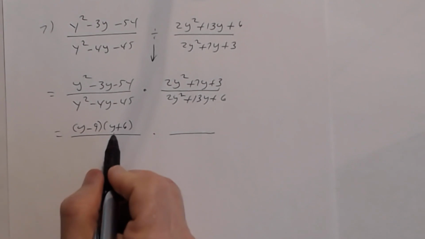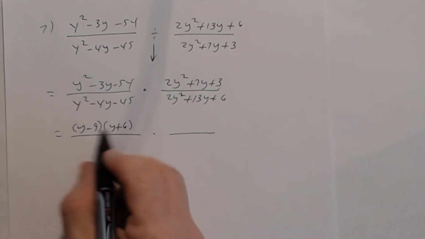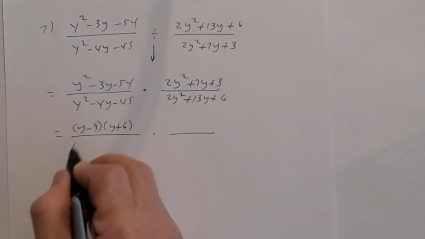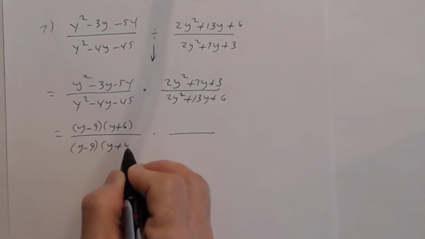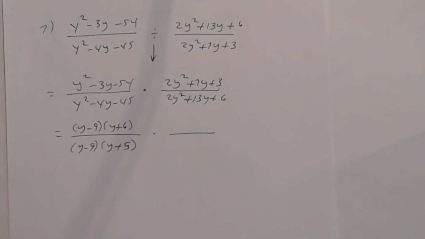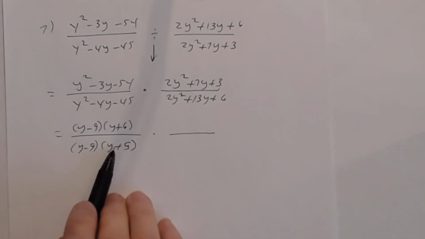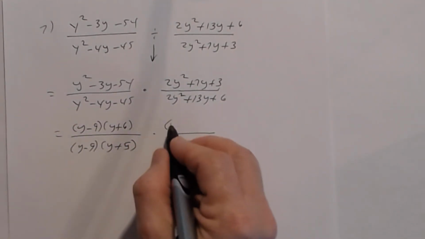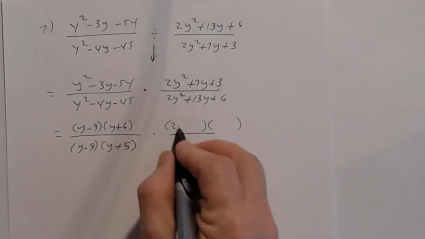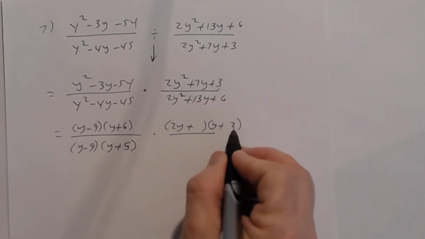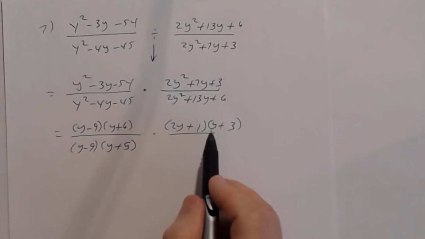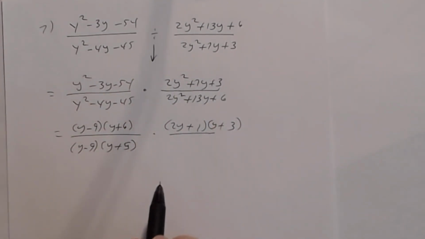So that is this. This looks like it's going to be y minus 9, y plus 5. Okay, so that is this. Over here, I can factor that as 2. Let's see, that's going to be 2y plus, the 3 goes here, the 1 goes there. So it'll be 2y plus 1, y plus 3 is this.